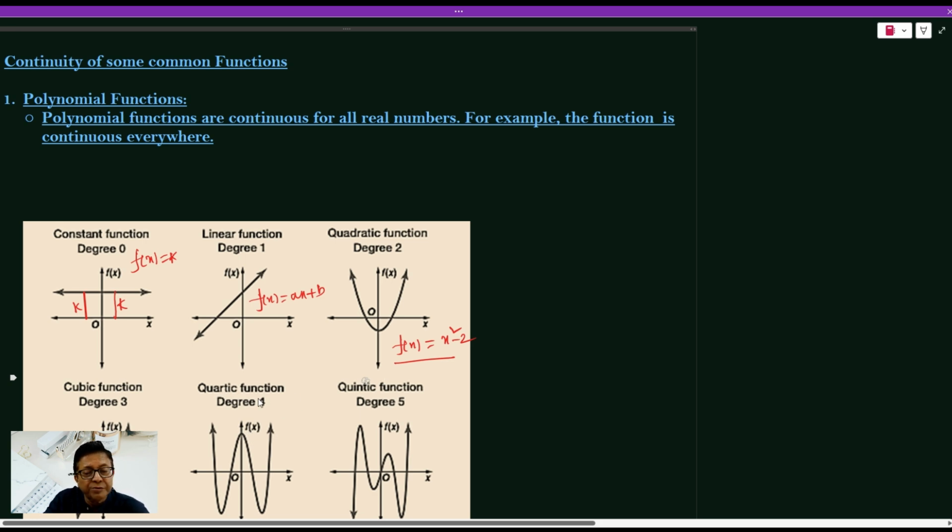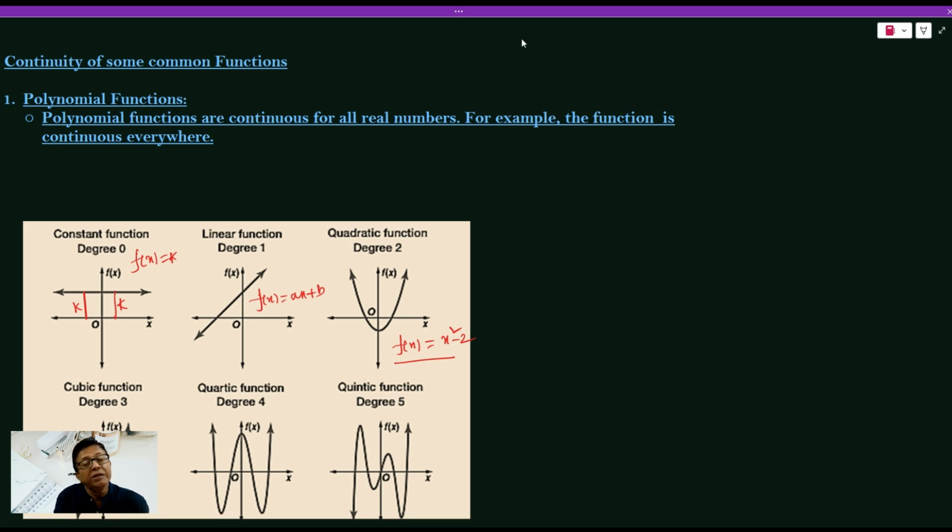Quartic function, better to say. And this is quintic function. Graphs of these functions are continuous everywhere. So these are continuous functions. And what's the special name for these functions? These are all polynomial functions.